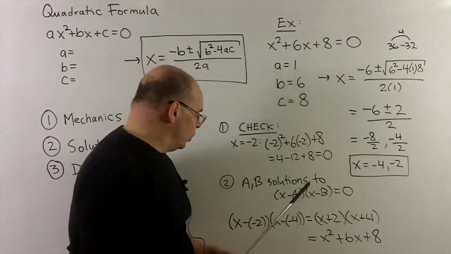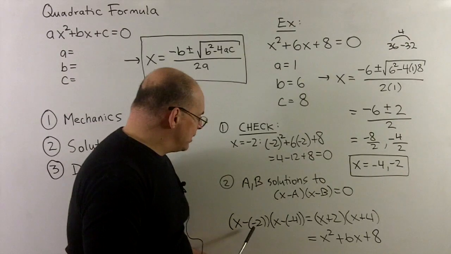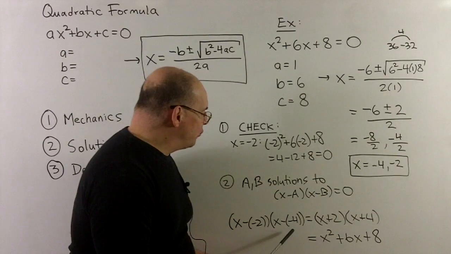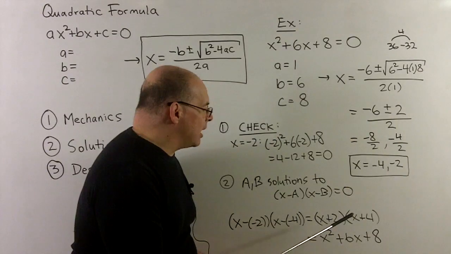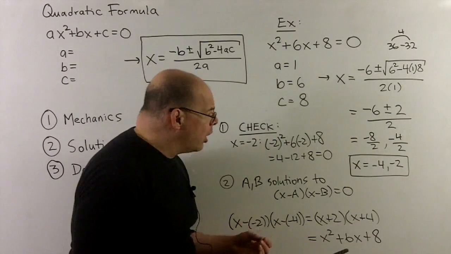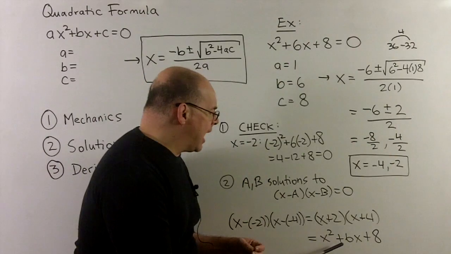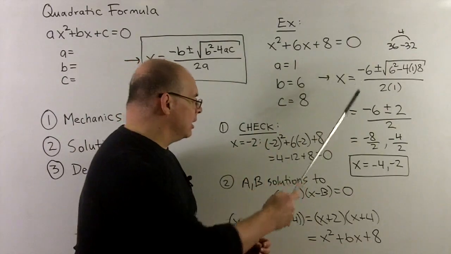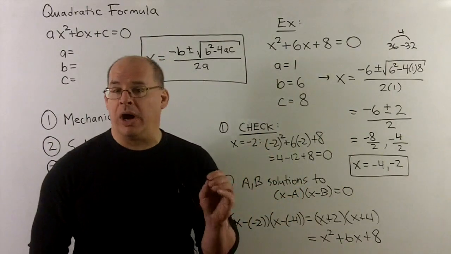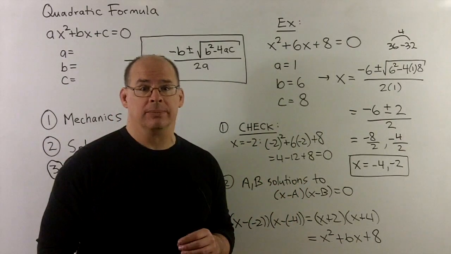Now in this case, what do I have? I've got an x minus a minus 2, x minus a minus 4. They become pluses to give us x plus 2 times x plus 4. We FOIL and we get x squared plus 6x plus 8, which is our original quadratic. So that's a second check if we're in a factoring situation.